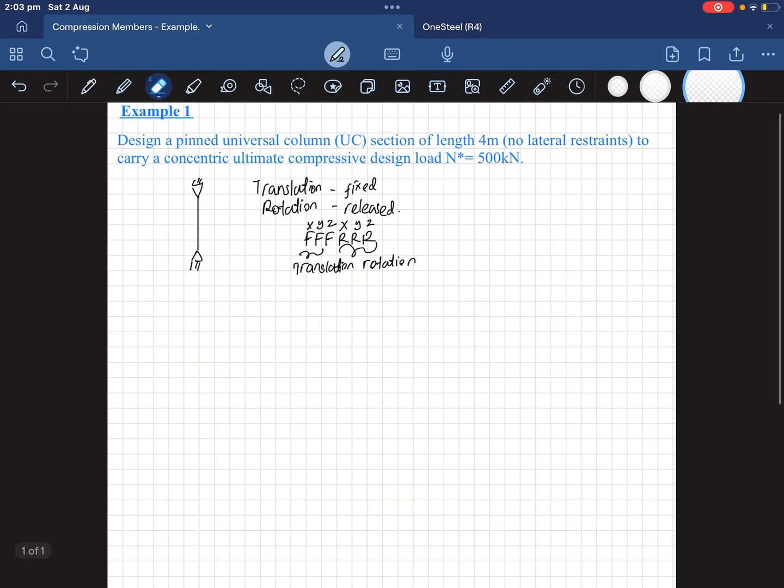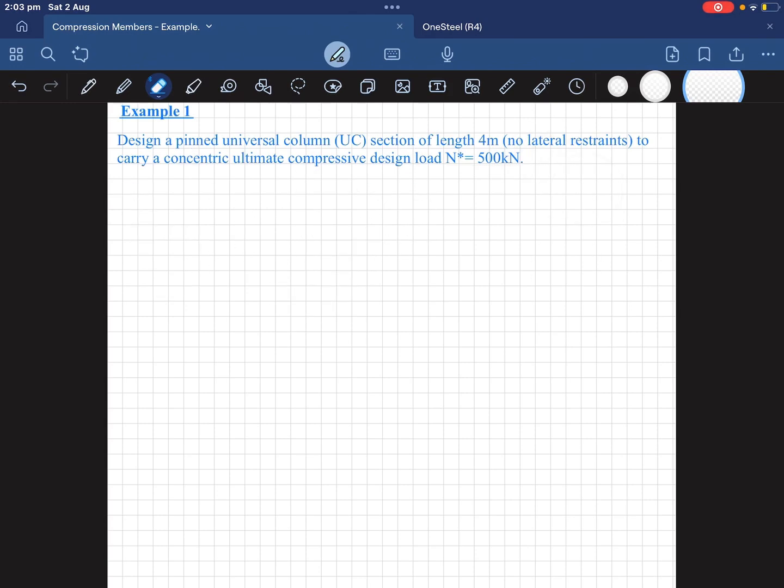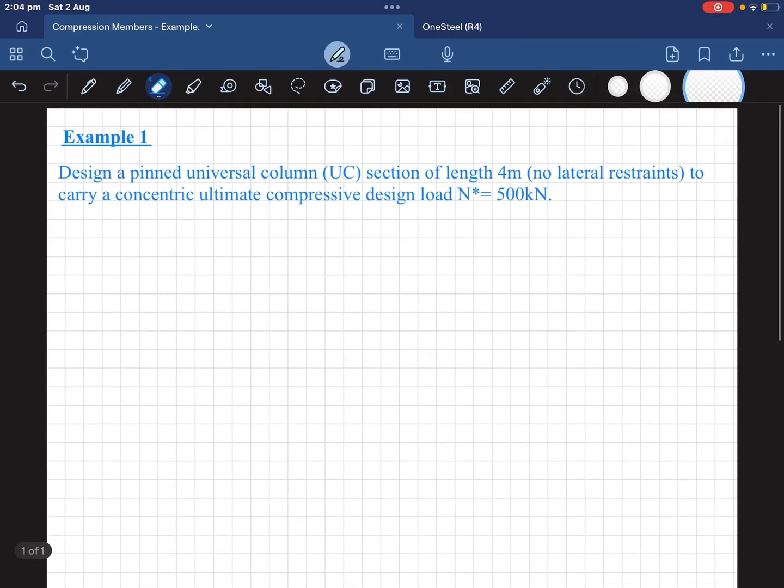In practice, this design action you'd get from your software or however you've calculated it. In this case, we're dealing with N star 500 kilonewtons, so that's factored. We're not applying any factors to it. We're not multiplying it by 1.2 or 1.5 or whatever. So we're going to leave that as it is, and we're going to design for that load in this case. Okay, so let's dive into the example now.